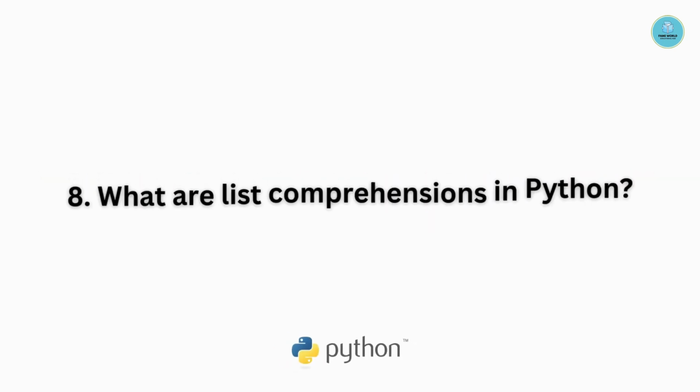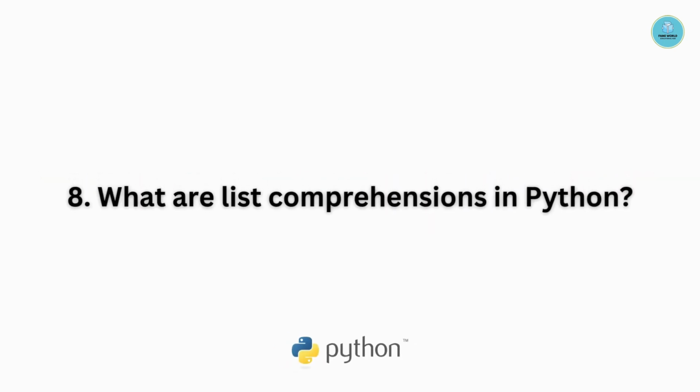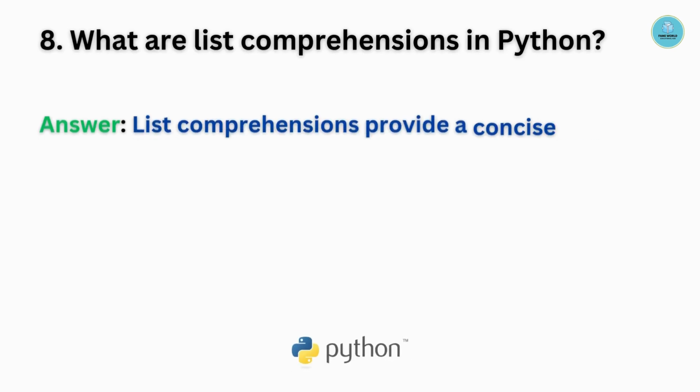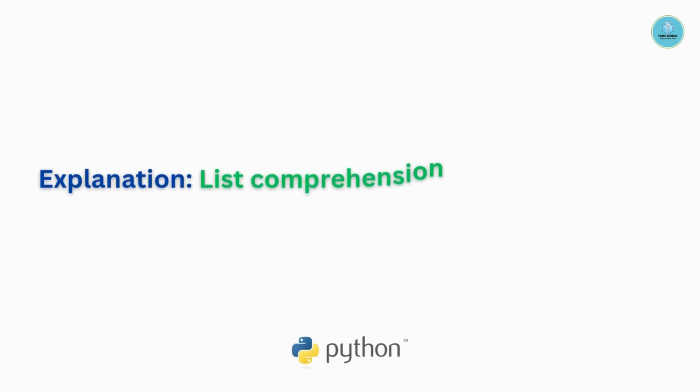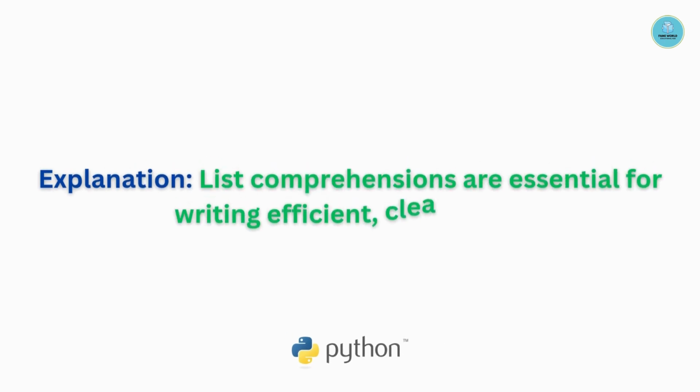Question 8. What are list comprehensions in Python? List comprehensions provide a concise way to create lists. The example is as follows. List comprehensions are essential for writing efficient and clean code.